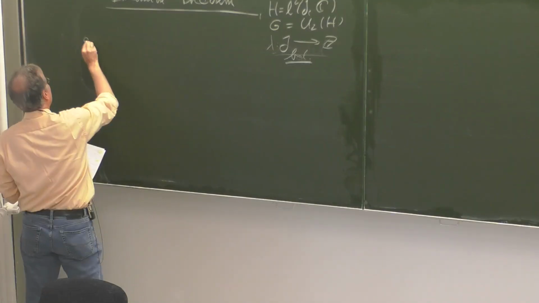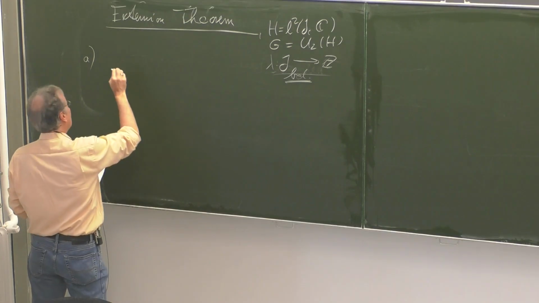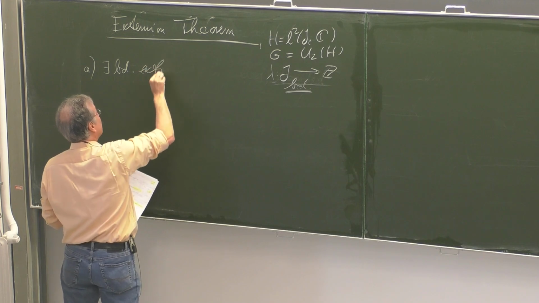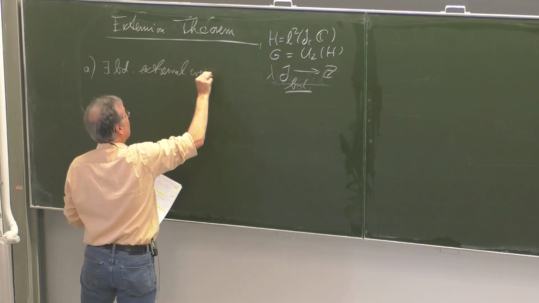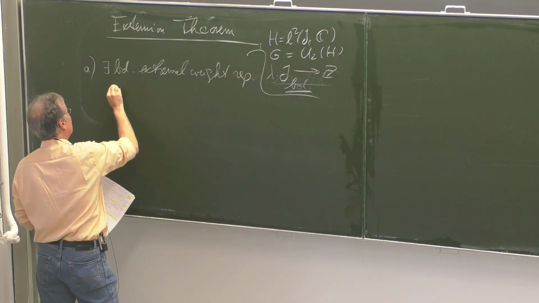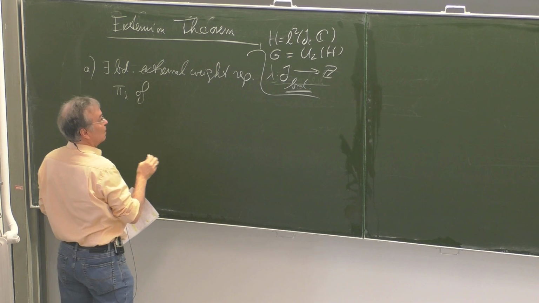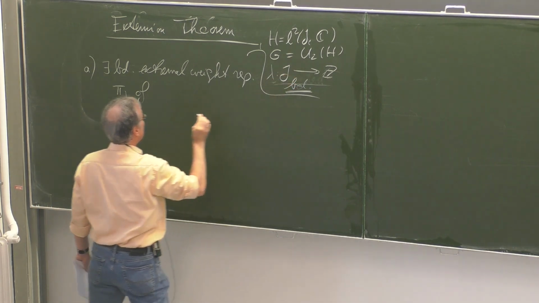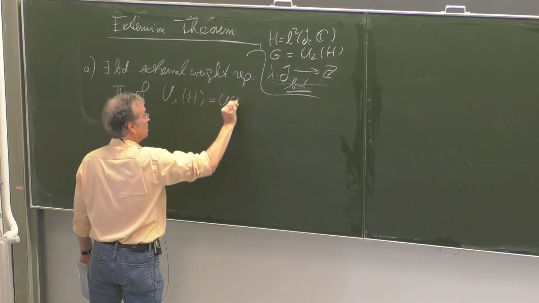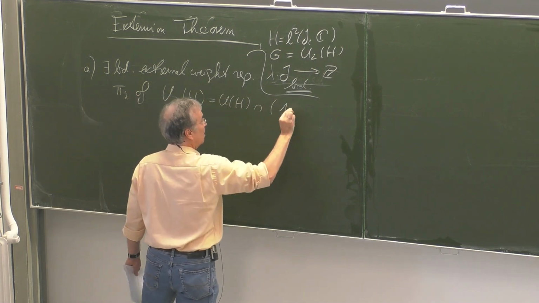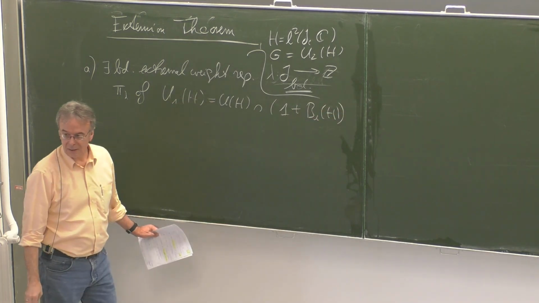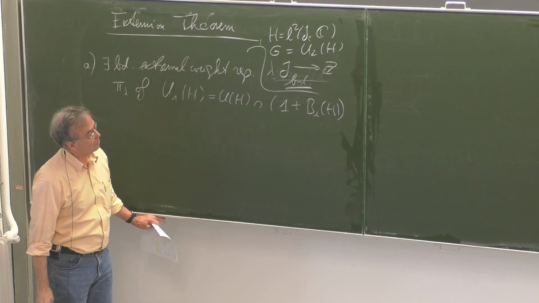And for that, we can say that there exists a bounded highest weight representation π_λ of λ. Well, we know it cannot exist for U2, but it exists for U1. So this is the unitary group intersected with 1 plus trace class. So that's a smaller group.